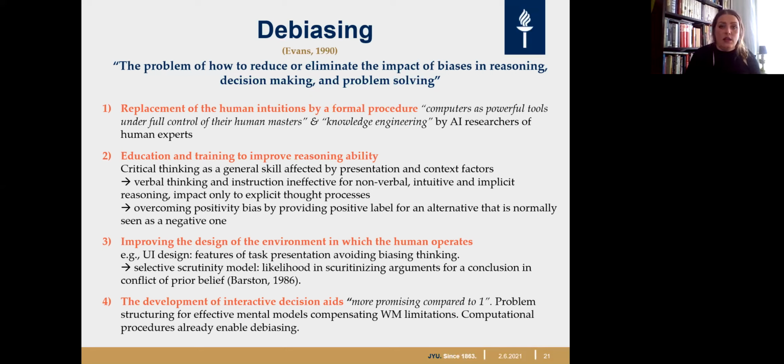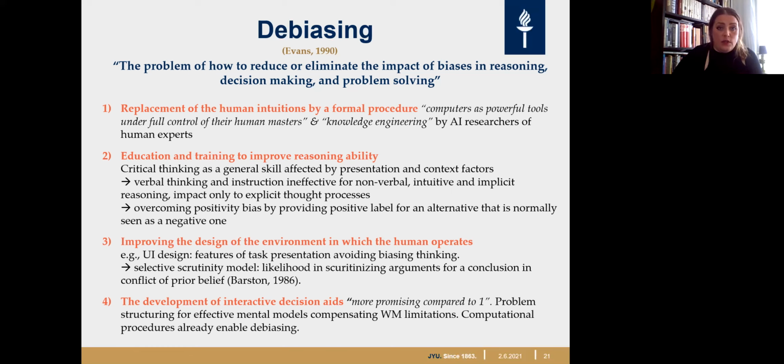And this is the same Evans that was in the critical review article of the dual process theories from 2013. So he's one of the authors that have been publishing and studying biases and heuristics and dual process theories in decision making for many decades. In 1990, Evans suggested these 4.